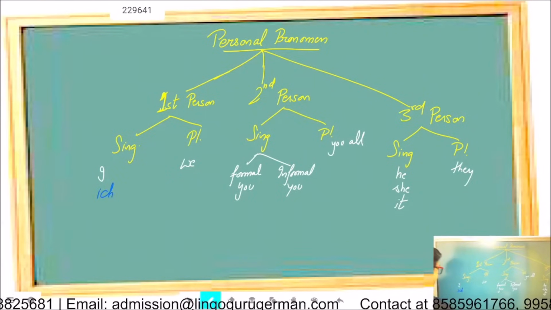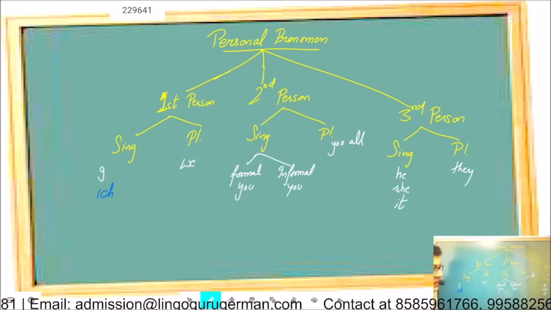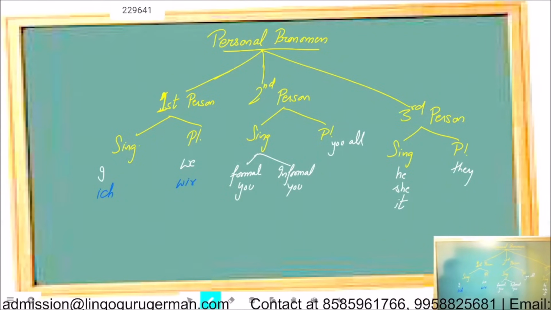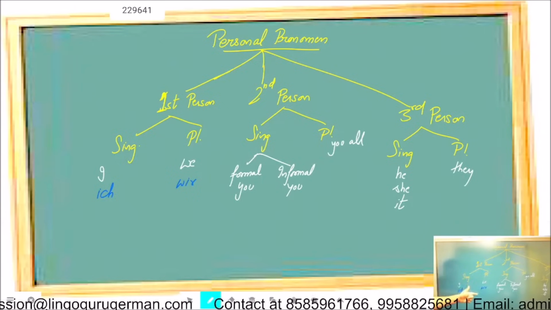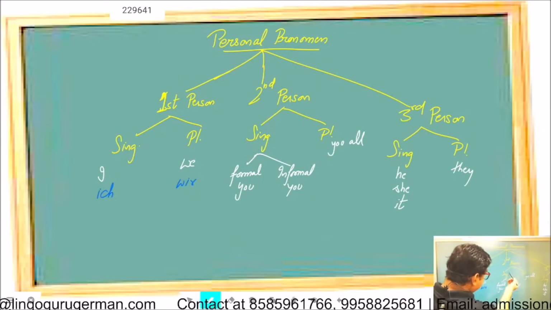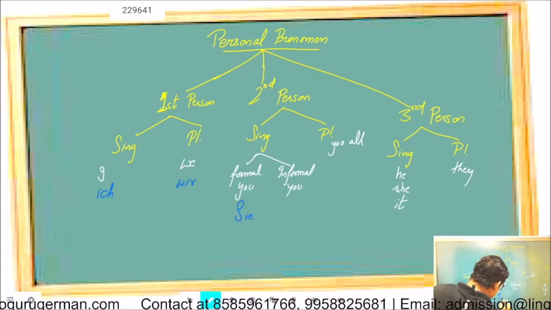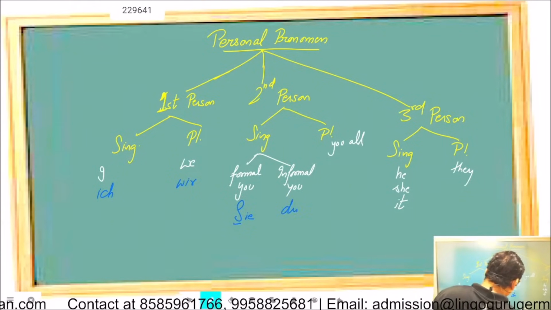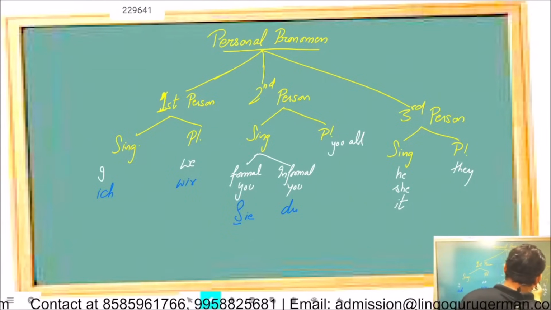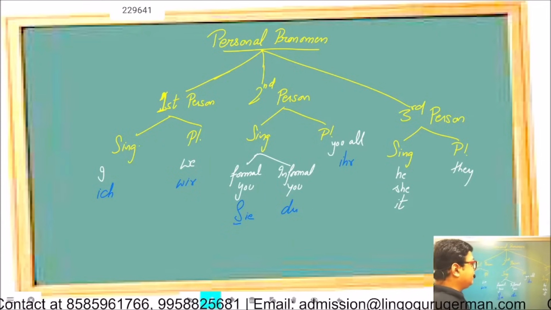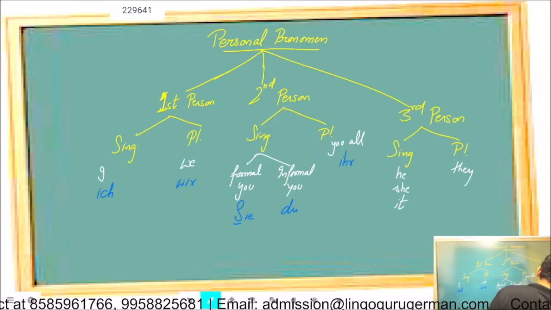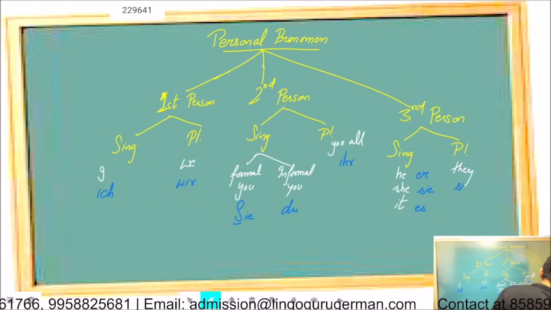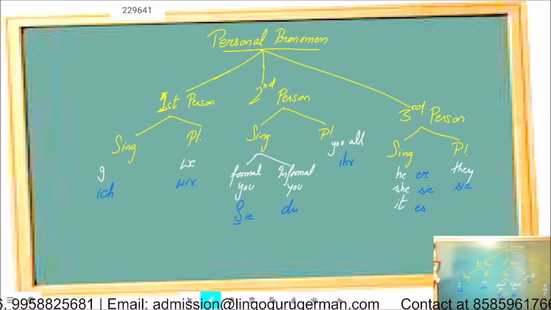In German, this is ich. I-C-H. Ich. Wir. First person singular, ich. First person plural, wir. Second person singular, formal, Sie. Second person singular, informal, du. Second person plural, ihr. Third person singular: er, sie, es. Third person plural: sie. Okay, that's what we have.